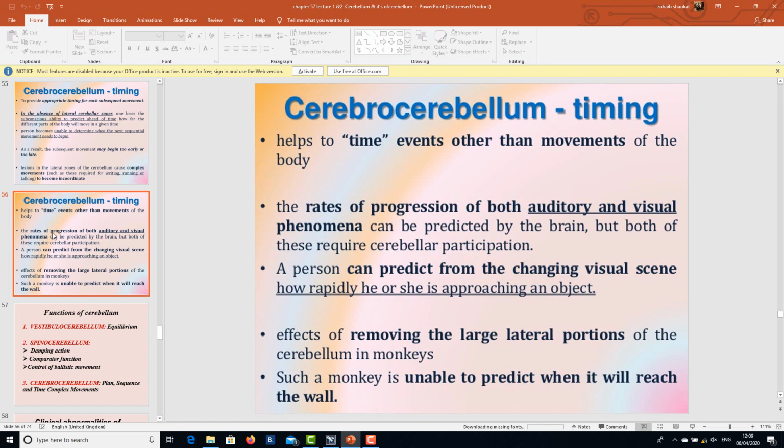Cerebro Cerebellum helps to time the events other than movements of the body. The rates of progression of both auditory and visual phenomena can be predicted by the brain, but both of these require cerebellar participation. A person can predict from the changing visual scene how rapidly he or she is approaching an object. Effects of removing the large lateral portions of the cerebellum in monkeys have shown that the monkeys are unable to predict when they will reach the wall.